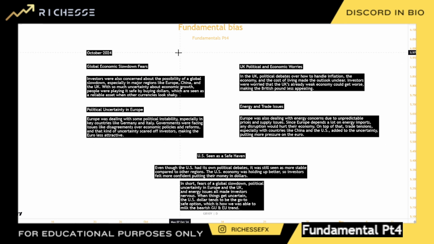So the first key point was investors were concerned about the possibility of a global slowdown, especially in major regions like Europe, China, and the UK. With so much uncertainty about economic growth, people were playing it safe by buying dollars, which are seen as a reliable asset when other currencies look shaky or weak. And this is one thing to put in your mind, right? I know none of us really look at the dollar as a safe haven, but it actually is a safe haven in terms of currencies.